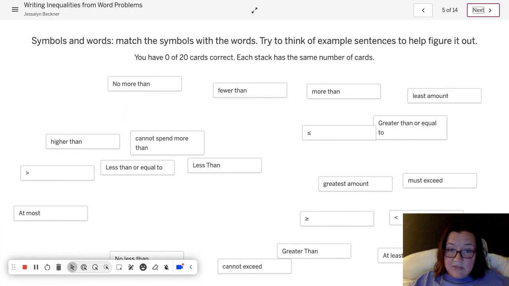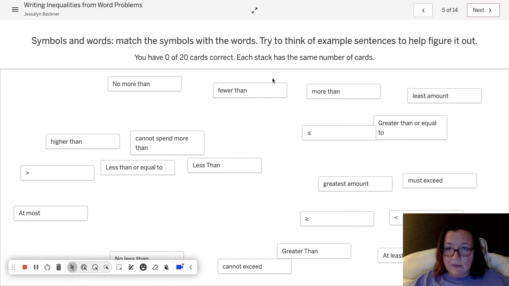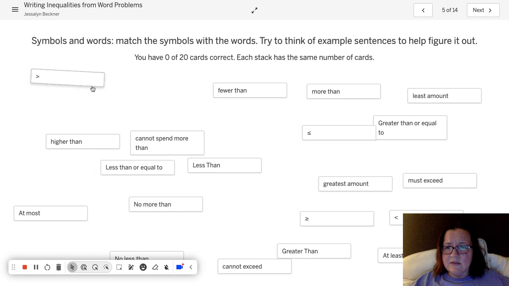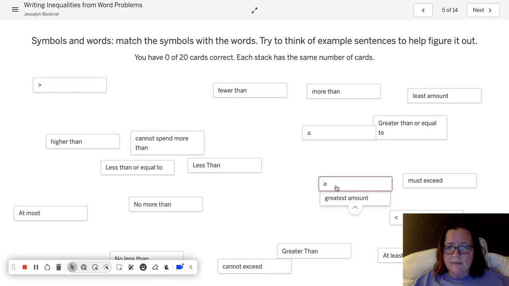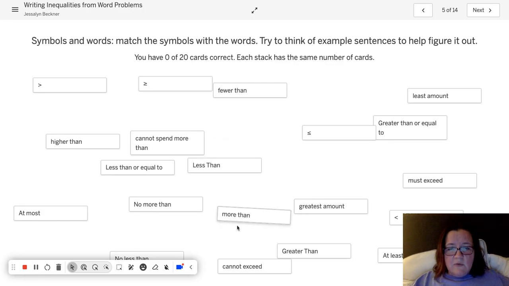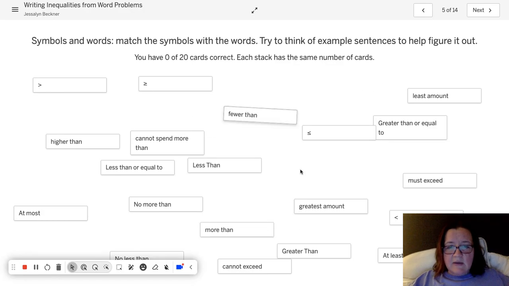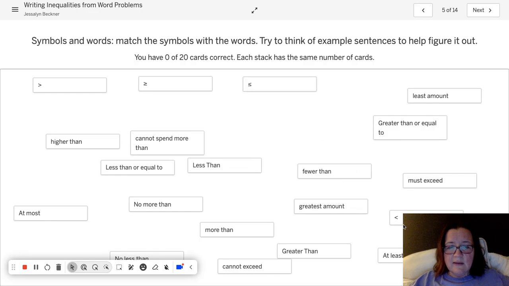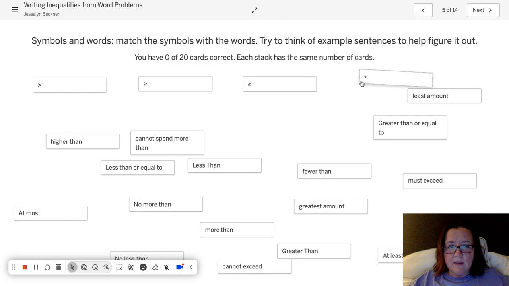Okay, this one looks like a lot, but it's not too bad. So again, I'm going to start by putting my symbols at the top. I'm going to put greater than, greater than or equal to, less than or equal to, and less than. I might have to move some around, and that's fine. Okay, so I have all my symbols at the top.